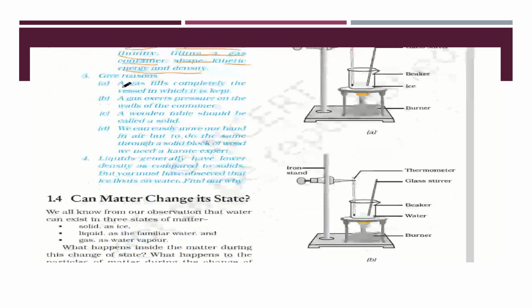Give reasons. A gas fills completely a vessel in which it is kept. Why does a gas fill the container completely where it is kept? We have just now spoken about that. A gas exerts pressure on the walls of the container. Why? Give reason. A wooden table should be called a solid. Why? We can easily move our hand in air, but to do the same through a solid block of wood, we need a karate expert. Why? Give reasons.